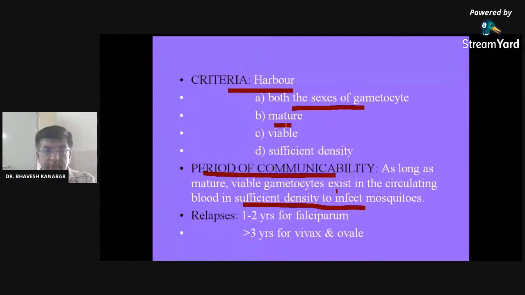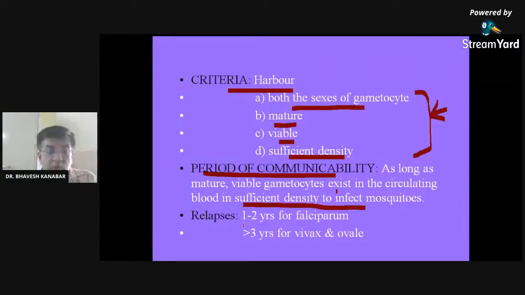Mature, the gametes should be mature, viable, and in sufficient density. So if both sexes in sufficient density are available inside the mosquito, then it can develop into the sporozoite and transmit infection to the human body.